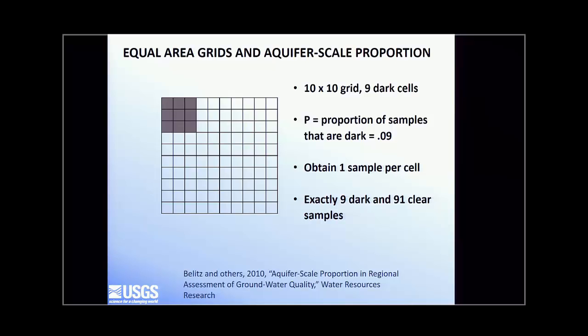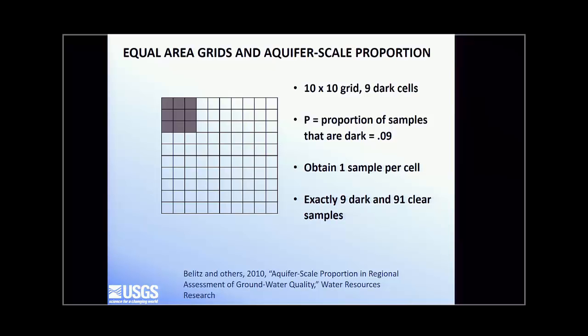Well, just for the moment, let's go the other direction. We've got a grid. It's 10 by 10, 100 cells. 9 of those cells are high. We're going to obtain 1 groundwater sample from each one of those cells in equal area grid sampling. In this highly structured case, we're going to get exactly 9 dark samples and 91 clear samples. The proportion's 9%. You have no choice, right?